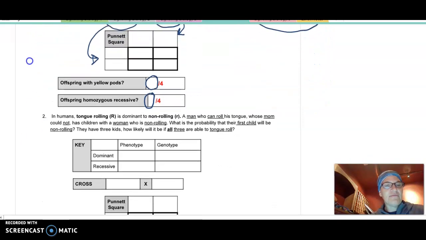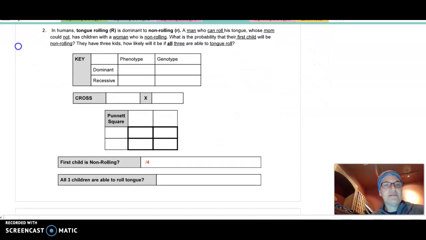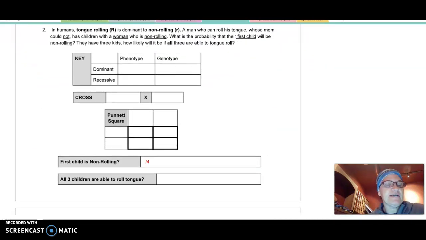The last question I'm having you do is a human trait question. It says, in humans, tongue rolling is dominant to non-rolling. So I don't know if you've ever tested yourself, but tongue rolling is this. See how I can roll my tongue? That means that I have at least one dominant allele for that trait. A person who cannot roll their tongue, when they try to do that, their tongue will just remain flat. And so that would mean that that person is homozygous recessive.